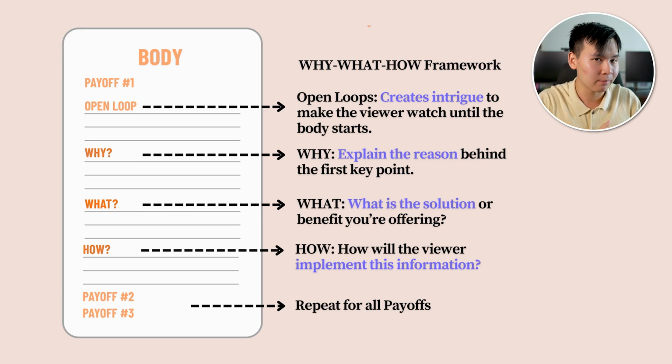But here's the problem that most YouTubers face. They dump all of the information that they have into the YouTube video without structure, which causes the viewer to feel lost, bored, or just they have no idea what's going on. This is where the why, what, how framework comes in. It starts with an open loop, which creates intrigue to make the viewer watch until the body starts. And then the why sets the stakes to explain the reason behind the first key point. And the reason you want to start with the why instead of just telling the viewer right out what it is, it's because the reason behind why something is important is more important than what it actually is.